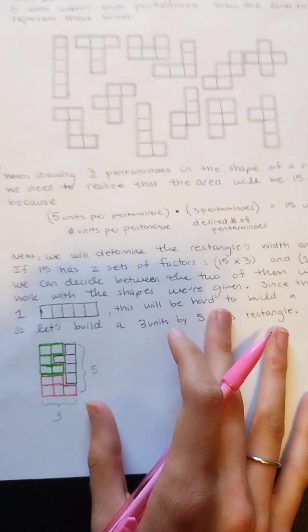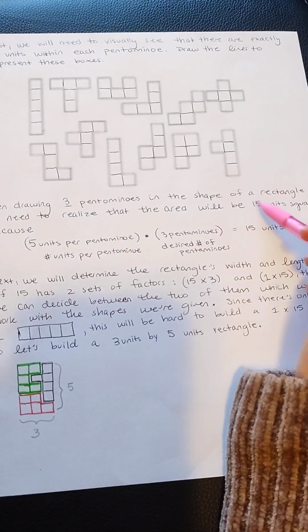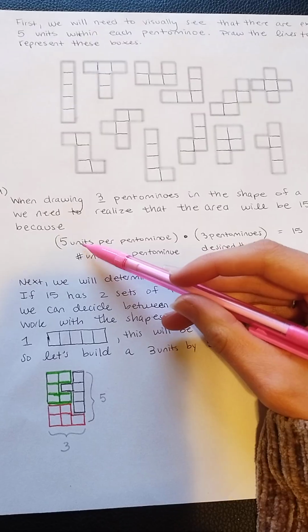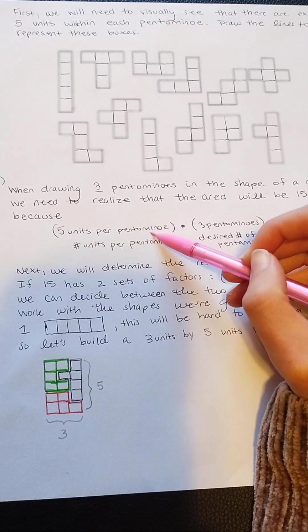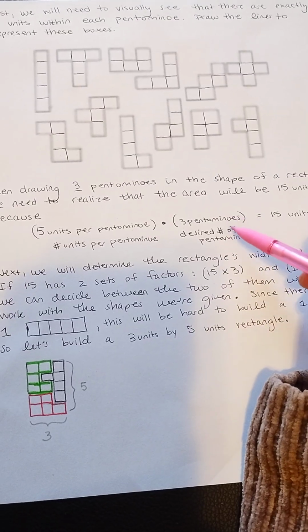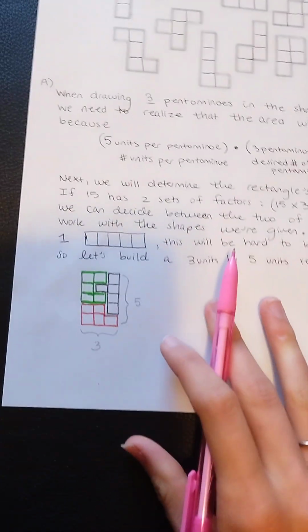In order to do so, we're going to start by realizing that the area is 15 units squared. And how I found this is knowing my 5 units per pentomino, multiply that by the desired amount of pentominoes you want to make your rectangle, and you'll get 15 units squared.